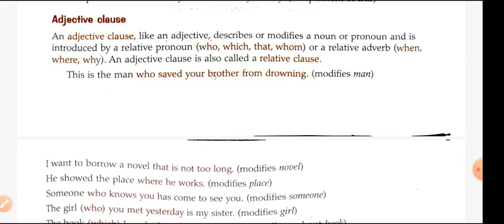Adjective clause. An adjective clause, like an adjective, describes or modifies a noun or pronoun and is introduced by a relative pronoun (who, which, that, whom) or a relative adverb (when, where, why). An adjective clause is also called a relative clause. This is the man who saved your brother from drowning, modifies man.